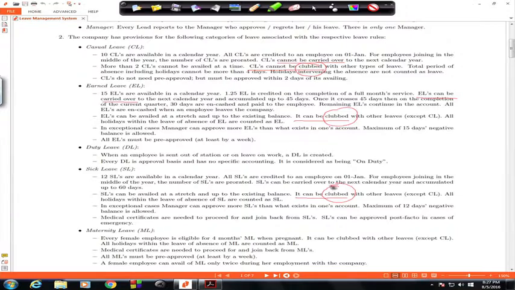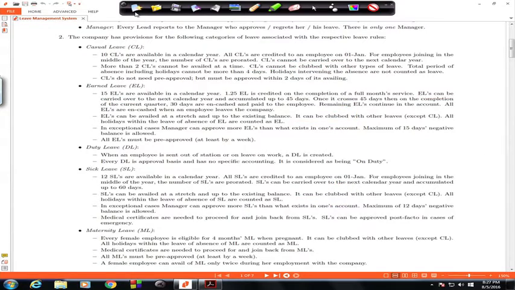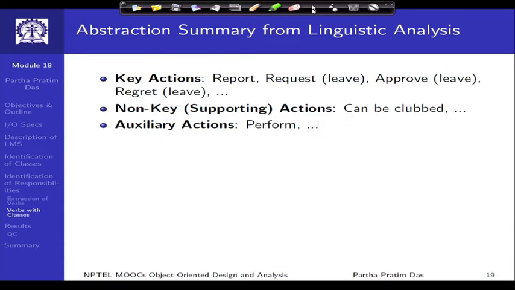In comparison to that, these are also responsibilities, and they are responsibilities of certainly the leave class, and these responsibilities will possibly lead to refinement of the leave class. This will possibly lead to different refinements in the class structure that we have. It will possibly impose more constraints, and that is the reason we will try to make this distinction and try to differentiate between what are the key actions and what are the non-key actions.